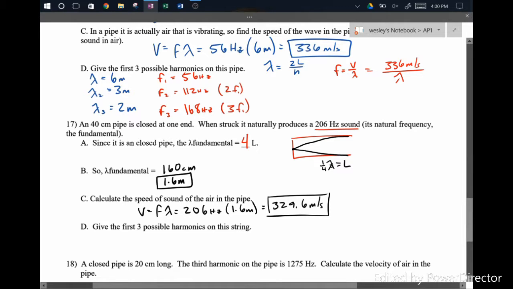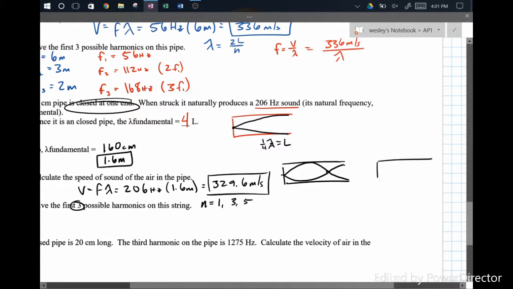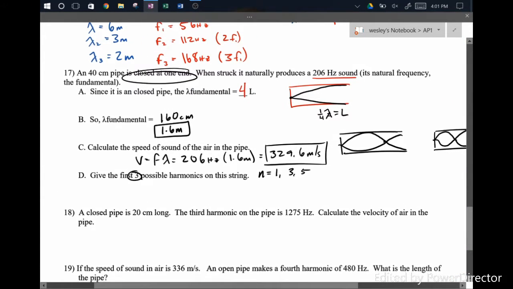Give the first 3 possible harmonics for this shape. Now, the first 3 possible harmonics, when we are closed at one end and open at the other, N is going to be odd, so that's 1, 3, and 5. 1 looks like that. 3 looks like this. And 5 looks like this. Those are the first 3 things that are possible.